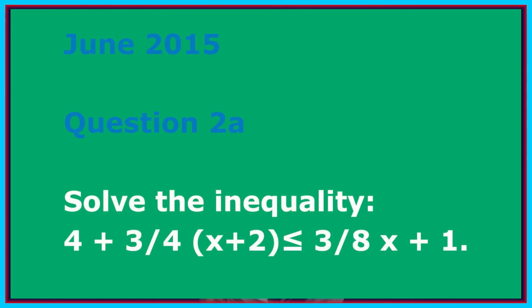A year 2015, June 2015. Now we have theory questions. Solve 2A: solve the inequality. 4 plus 3 over 4 into brackets x plus 2 brackets close, less than or equal to 3 over 8x plus 1.